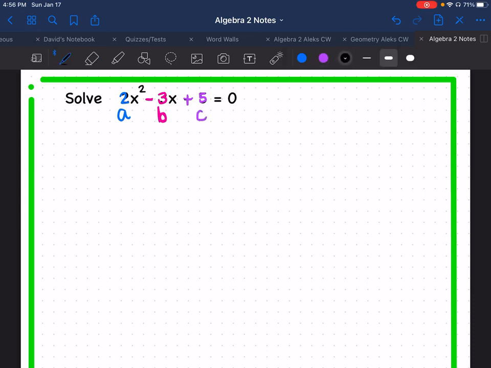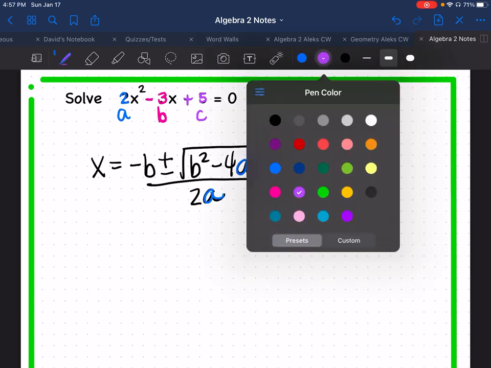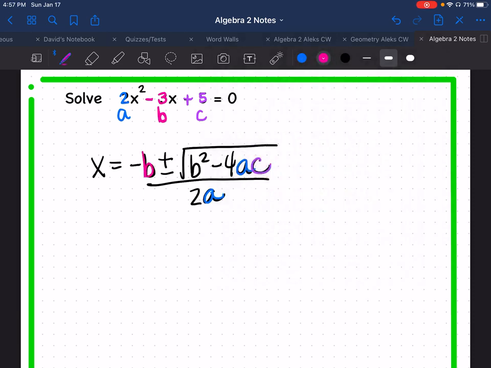Because what I can do now is use the quadratic formula. Whenever I can't factor, I use the quadratic formula. So x equals -b plus and minus the square root of b squared minus 4ac, all over 2a. So let's go ahead and grab our colors here. And there we go. Now I can start filling out my answers.